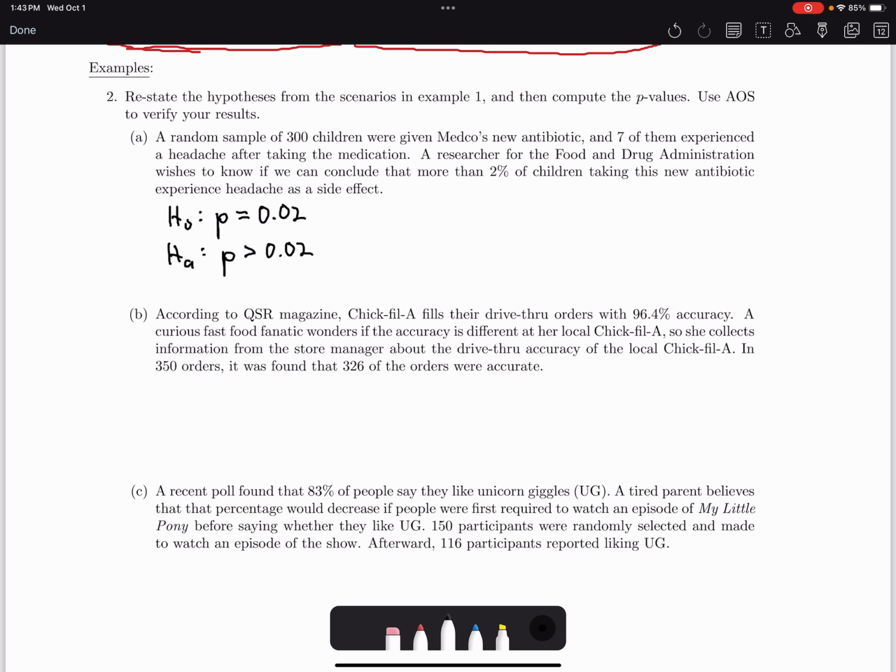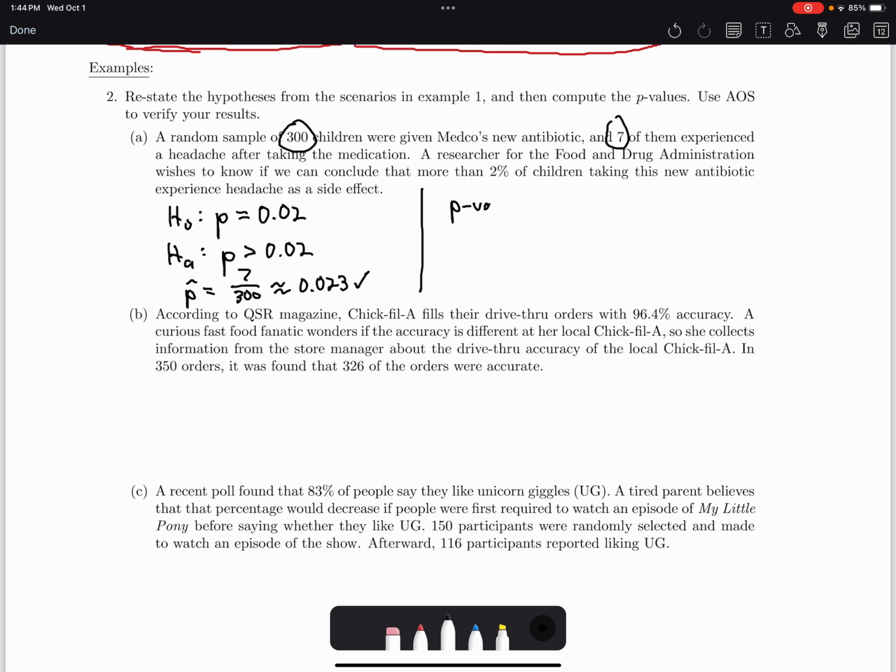And by the way, what sample evidence do we have here? Well, the sample proportion is that out of our 300 children, 7 of them experienced a headache. 7 out of 300 experienced a headache. If you punch that into your calculator, that comes out to about 0.023. So yeah, the percentage here is a little bit elevated compared to the null hypothesis, right? 2.3% instead of just 2%. But is that enough of a difference for us to really say that more than 2% of children experience headache, or is this just maybe random chance? Well, only one way to find that out, and that is to compute the probability of obtaining this sample result. Okay, so let's do it.